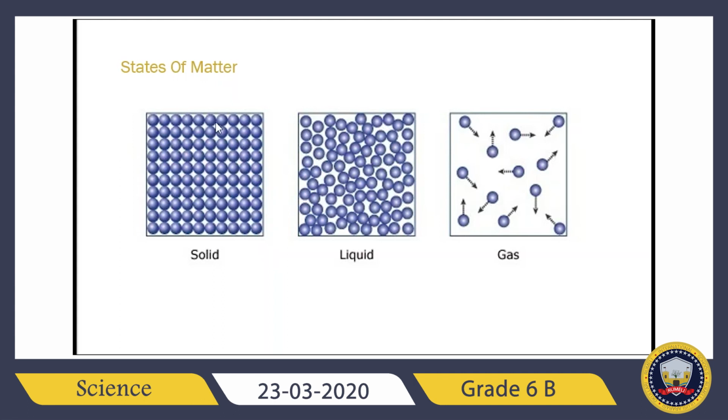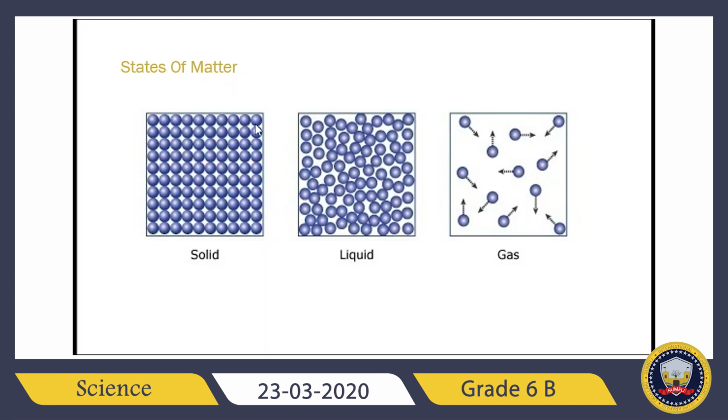And because these particles cannot move past each other, we can say that solid has a definite shape. Why? Because the particles of solid cannot flow. The particles of this solid cannot move past each other. Why? Again, because there are no spaces between these particles. So again, all solids have a definite shape.